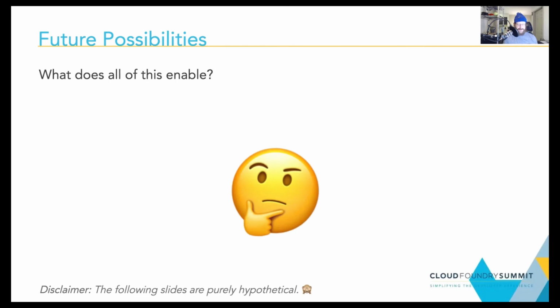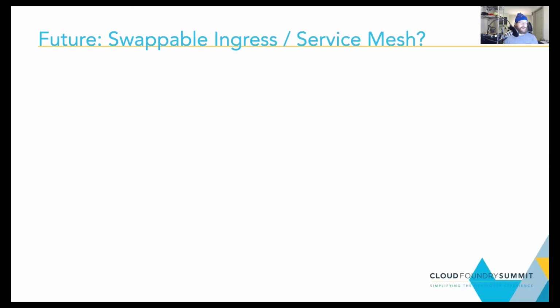I just want to disclaim here that the following slides are purely hypothetical. This is all kind of pie in the sky, what will be possible potentially. So just read the title here: Swappable Ingress / service mesh.